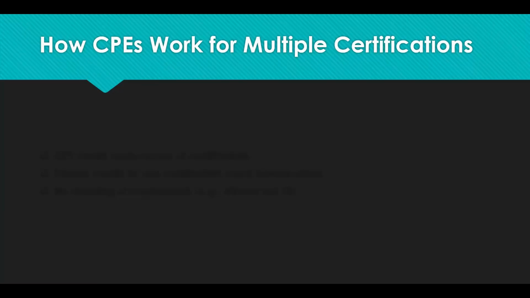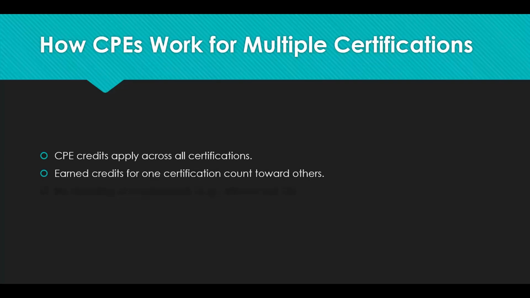How CPEs work for multiple certifications. CPE credits apply across all certifications. Like I said, you don't need to add them up. You just need to get the highest number of credits required by a given certification. Earned credits from one certification count towards others, with no doubling of requirements. So if you have 2 certifications and you need 40, you don't need 80 per year, you just need 40 per year, and that's amazing.